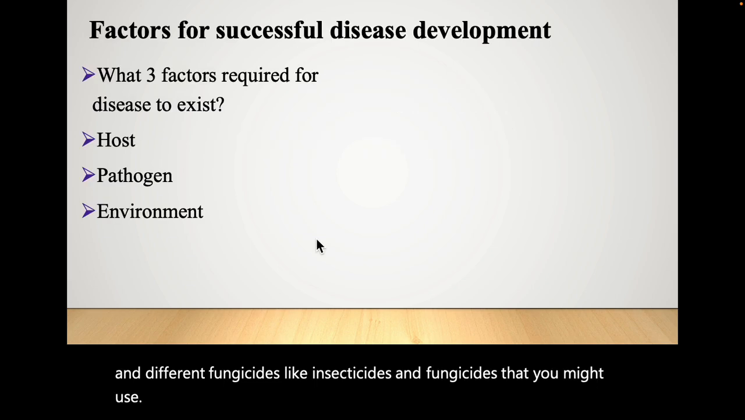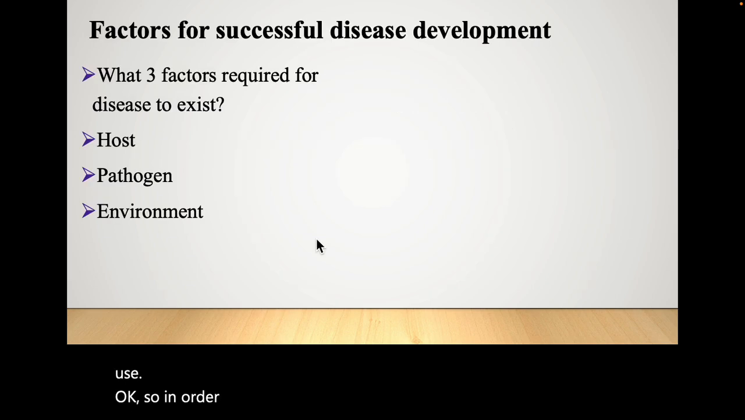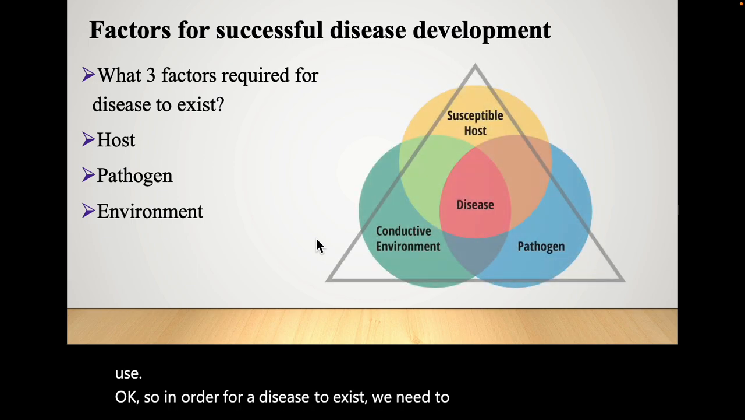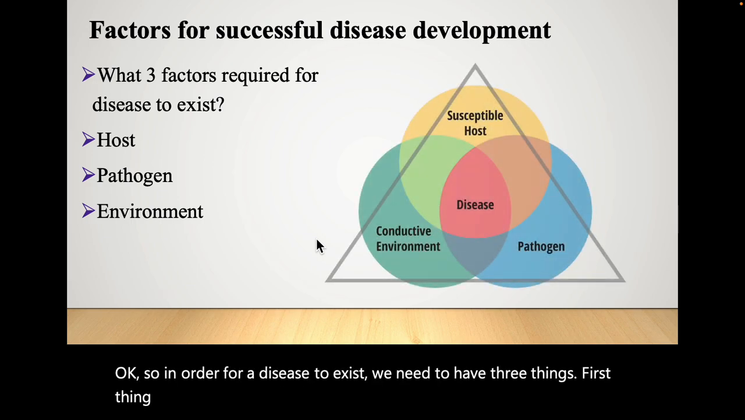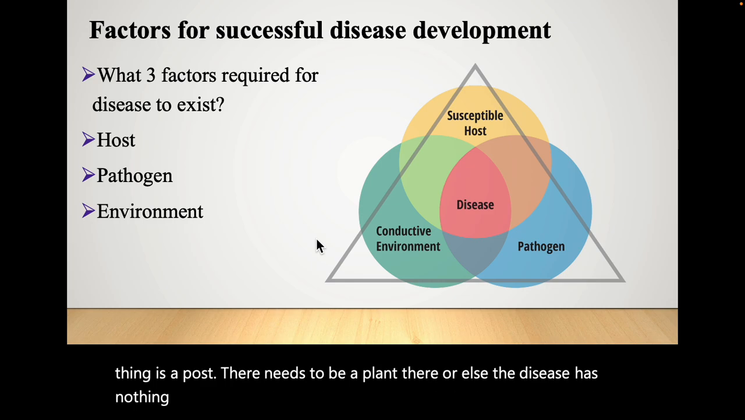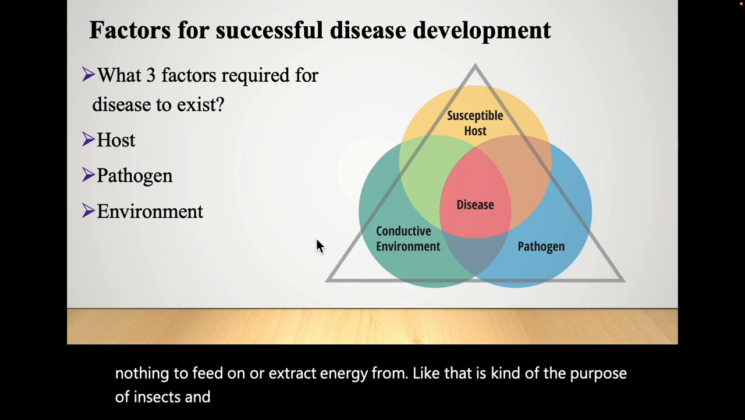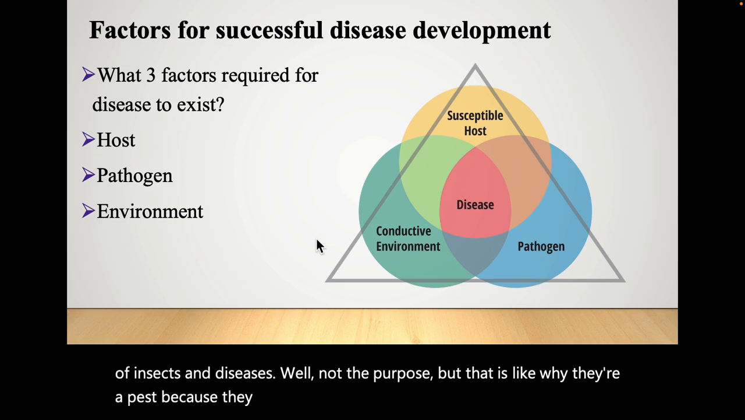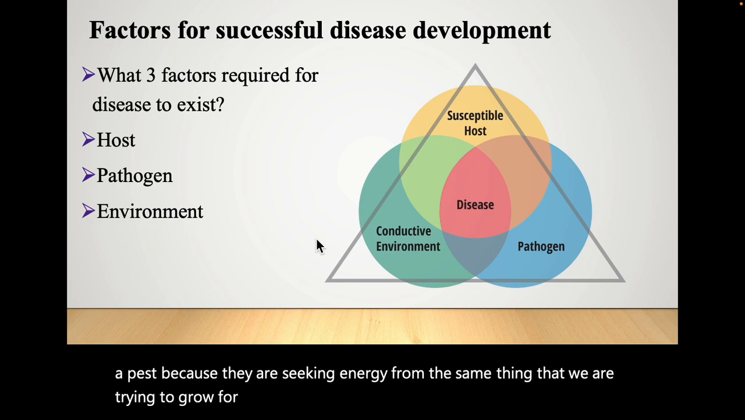Okay, so in order for a disease to exist, we need to have 3 things. First thing is a host. There needs to be a plant there, or else the disease has nothing to feed on or extract energy from. That is why they're a pest, because they are seeking energy from the same thing that we are trying to grow for profit. And so we need to minimize that. So first thing we need is a host.